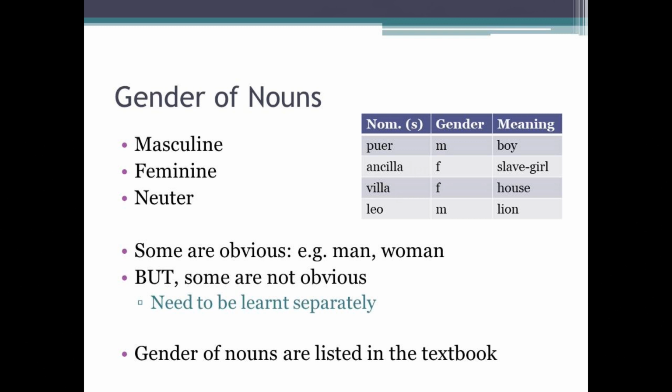So here's a quick example table of a few basic nouns. So puer is a masculine noun meaning boy. Ancilla is a feminine noun meaning slave girl. Villa is a feminine noun meaning house. And leo is a masculine noun meaning lion.